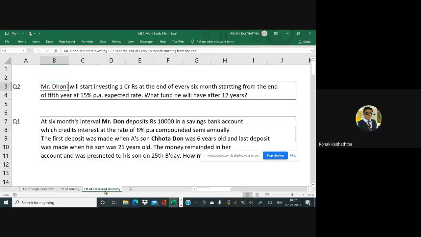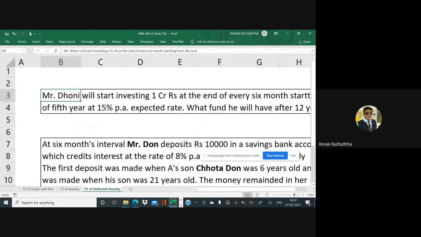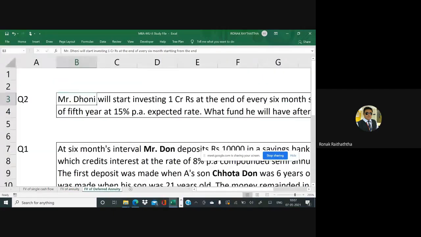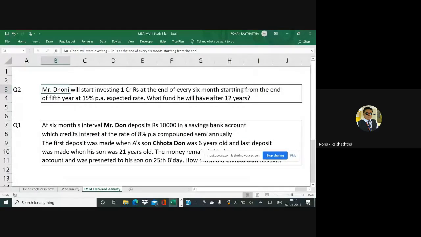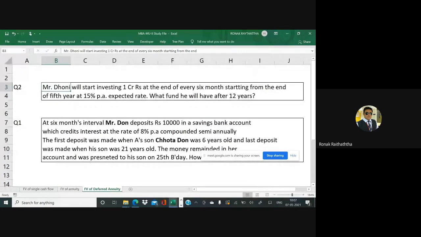Okay, let's go to question number 2 and question number 1 over here in the PV FV of deferred annuity. You may take a snap of it again. I'm just keeping it open for you. Please take a snap of it so that you won't have to refer to the screen again and again, my fellas and fellies.